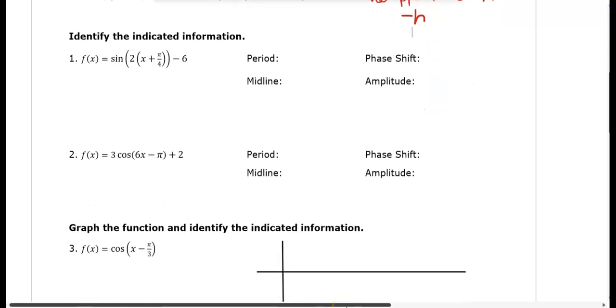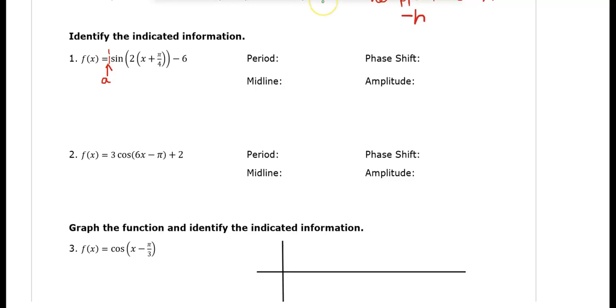Okay, so let's look at what we have here. In this particular equation, I'm given sine of 2 times x plus pi over 4, all of that minus 6. So let's identify what we have here. The number multiplied out front is my a. So what is my a here? Well, if there's no number in front, it's going to be an implied 1. It's not 0, because if it was 0, that would cancel everything out, and I'd just be left with negative 6. So there, I've got my a is 1.